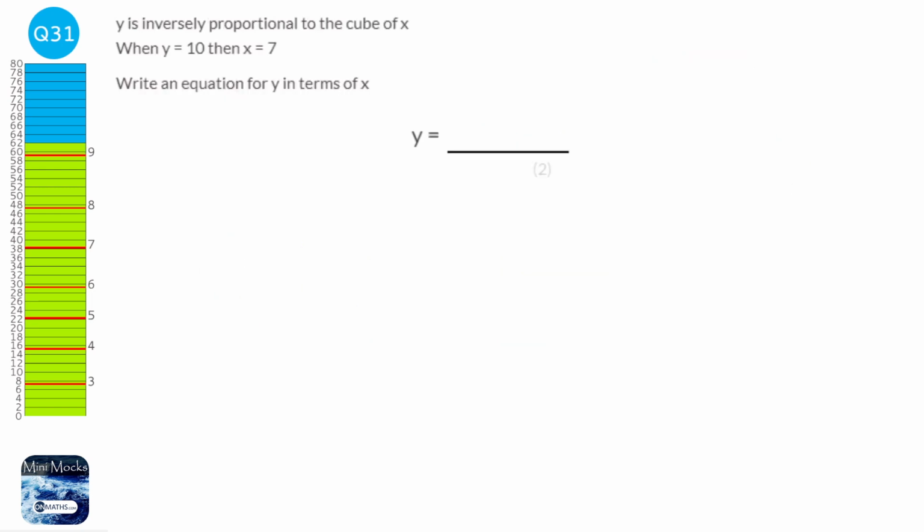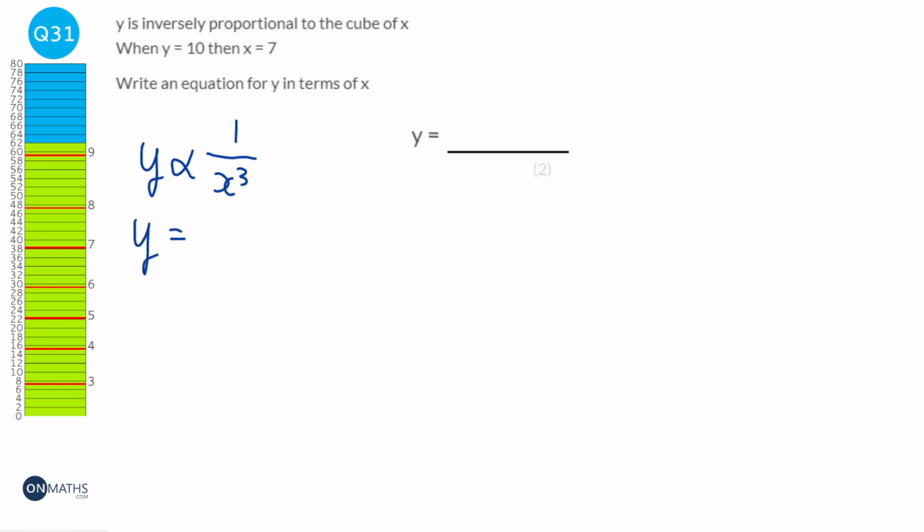So we're told in the question that y is inversely proportional to the cube of x. So we can show that by y is proportional, there's proportionality, inversely, which would be 1 over the cube of x. Now to convert that alpha, the proportionality symbol, into an equals, we need to introduce a constant to the right hand side. So we get y equals k over x cubed. And all I've done to the right hand side is multiplied it by k.